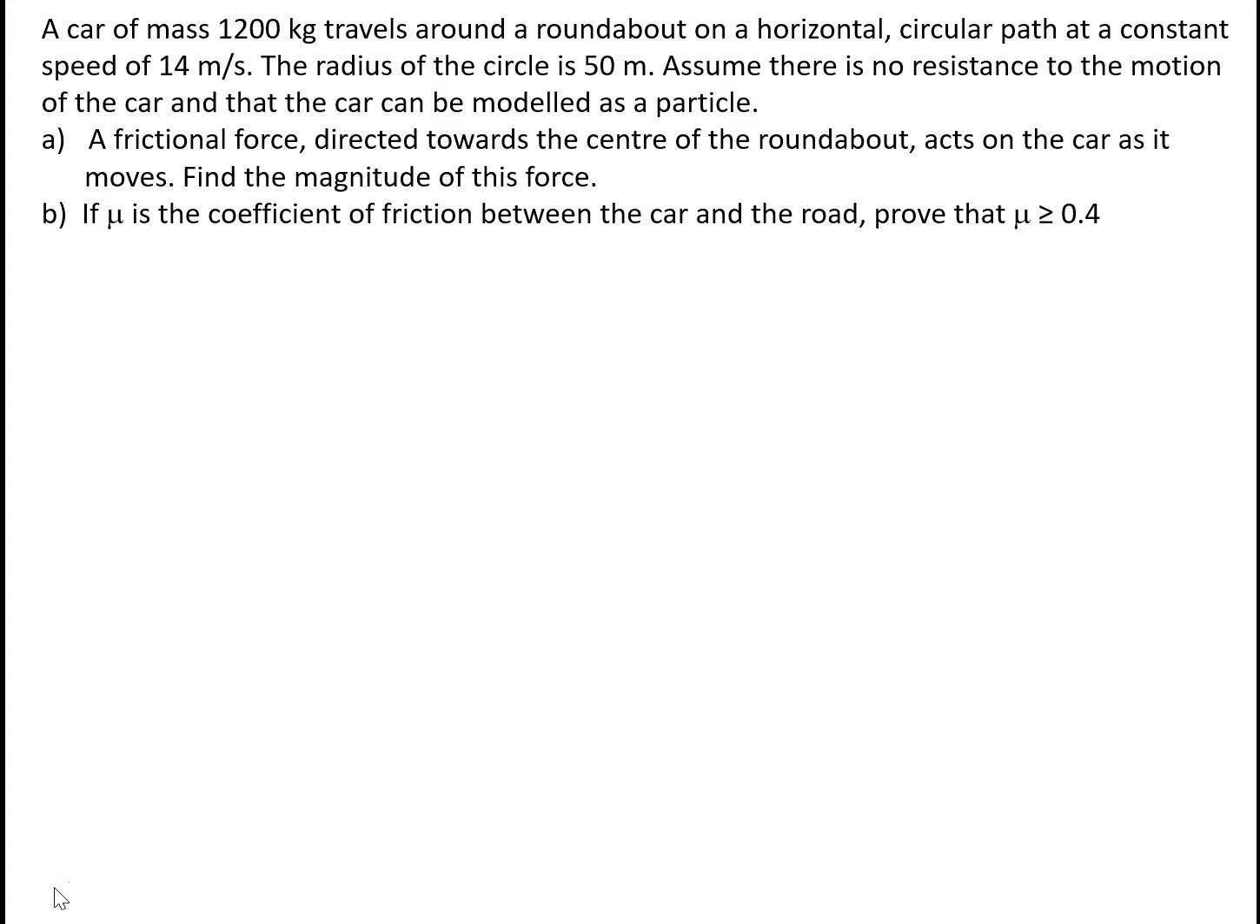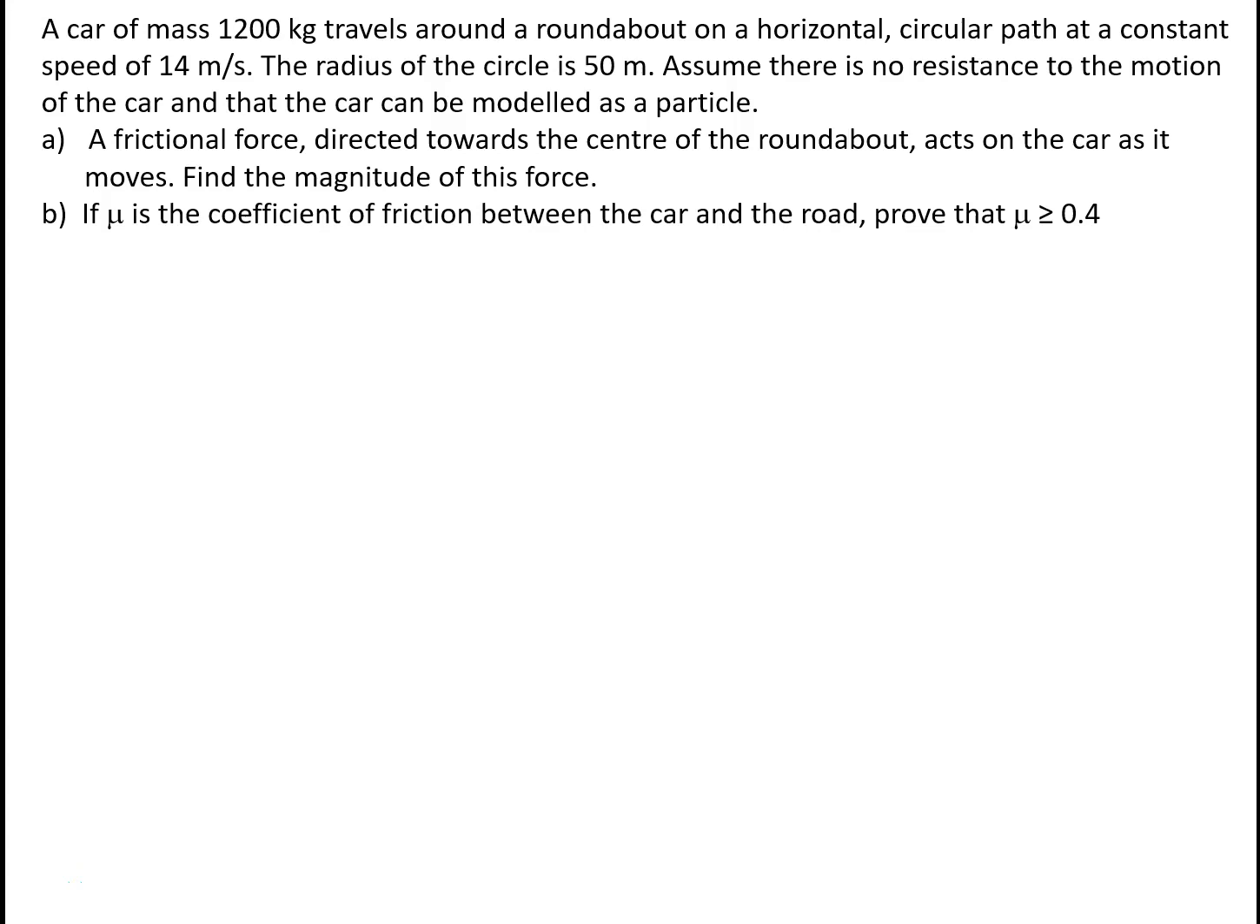The radius of the circle is 50 meters, and we're to assume that there is no resistance to the motion of the car and that the car can be modelled as a particle. A frictional force, directed towards the centre of the roundabout, acts on the car as it moves. We've got to find the magnitude of this force, and then we've got to show that the coefficient of friction between the car and the road must be greater than or equal to 0.4.